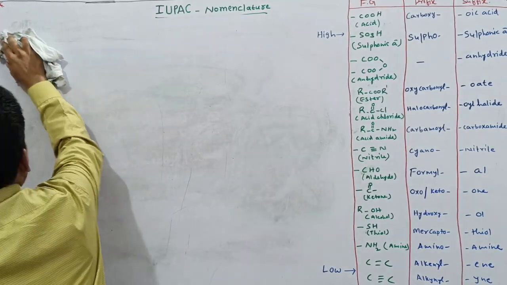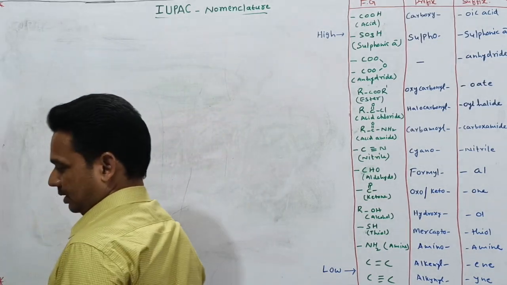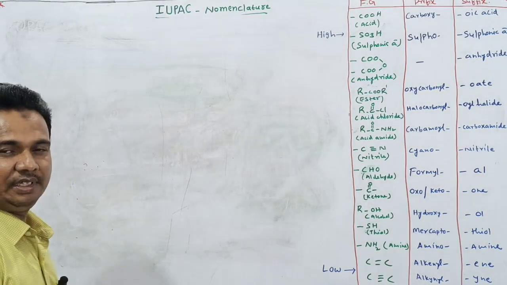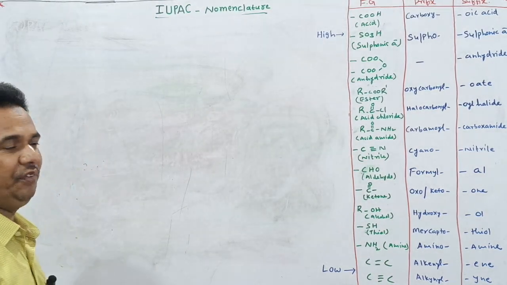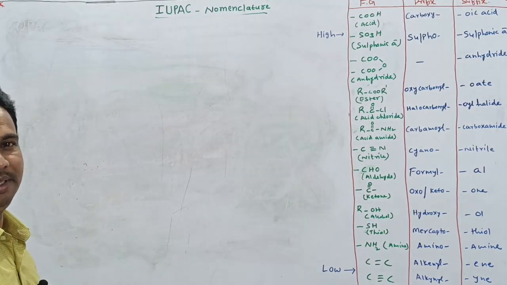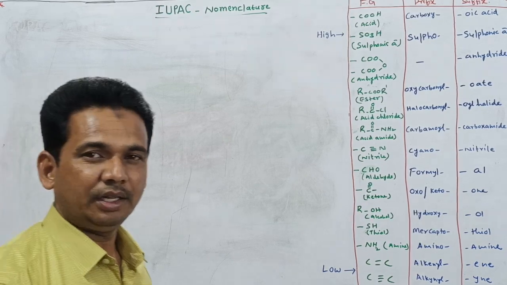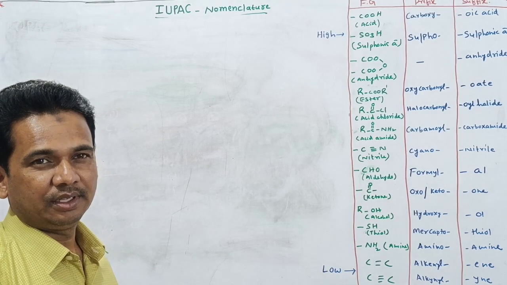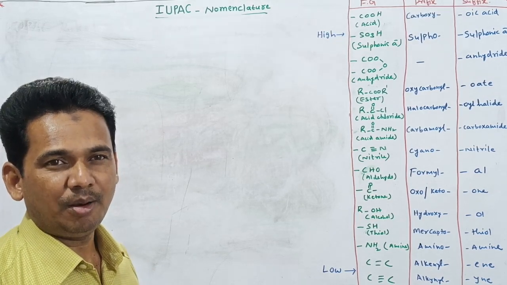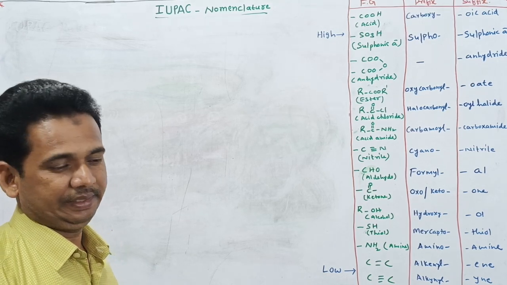Now selecting the longest chain is over, and giving the position to the substituent is over. Fixing the position of the substituents will also finish. And another thing is when there are multiple substituents, how we have to give the numbering, that we also discuss. Now how we are going to name the organic compounds, that we will learn in our third part.